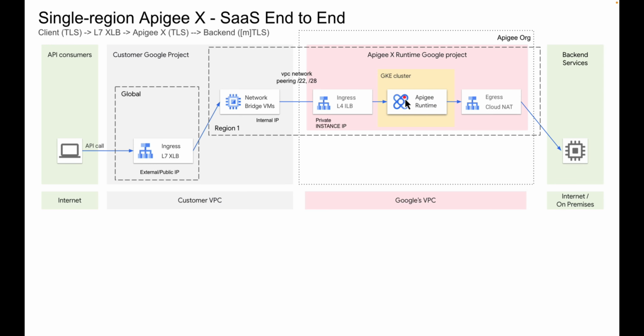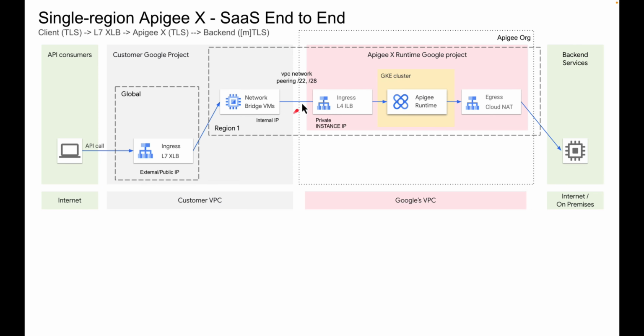On the tenant project and in front of the Apigee runtime, there is an ingress L4 internal load balancer with a private instance IP that is the entry point, the ingress to access the Apigee runtime itself. When we create the VPC peering, we need a /22 range and a /28 range that are dedicated to the Apigee runtime, to the Apigee provisioning.